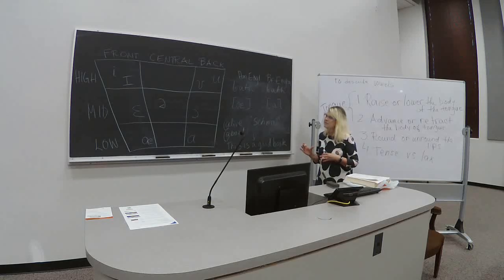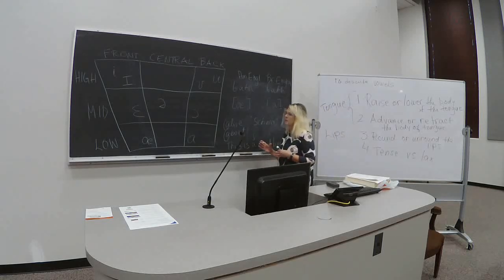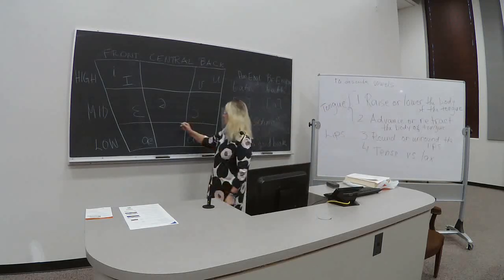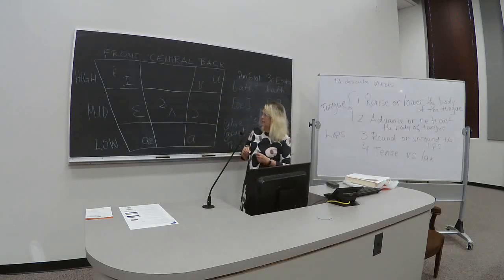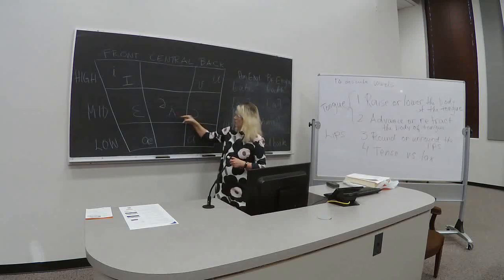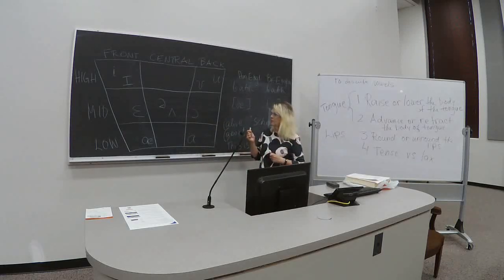In that same mid-central place in the oral cavity, there is another vowel produced, and that's indicated by what is called an upside down A. It's called a wedge.